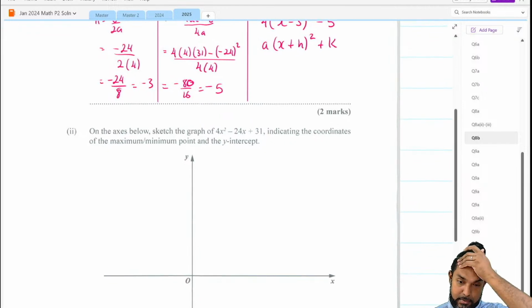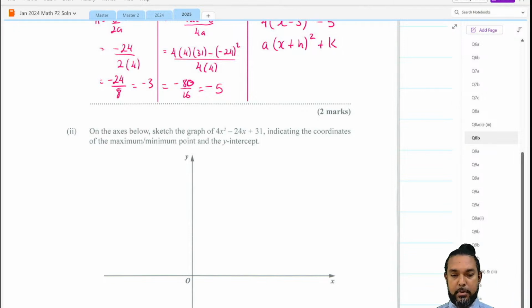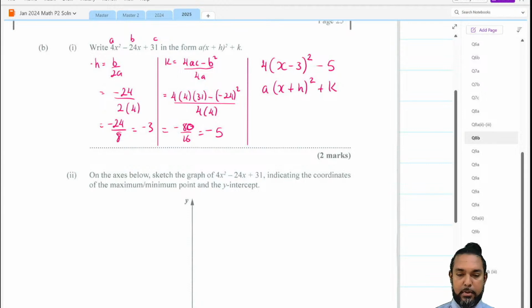Let's sketch this. Roots. We are looking for roots. b squared minus 4ac is 496 minus 480, which is 16.